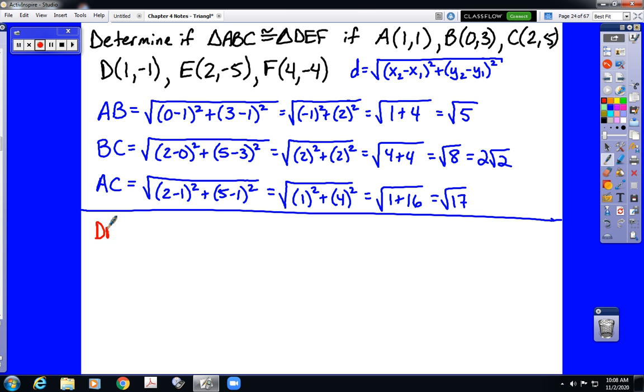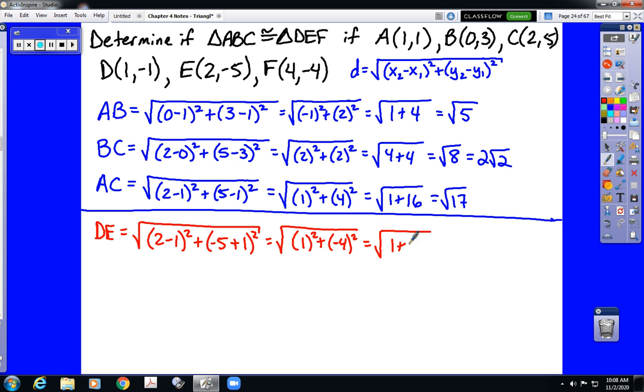We're going to start by finding the length of DE. Again, we're running a distance formula here, so x1, y1, x2, y2. And the negatives make that a little bit harder. So we have 2 minus 1, quantity squared, and then the other one is negative 5 minus negative 1. So notice how that became a plus, because negative 5 minus negative 1, that's 2 negatives that make a positive. So then that would be the square root of 1 squared plus negative 4 squared, which would be 1 plus 16, or the square root of 17.